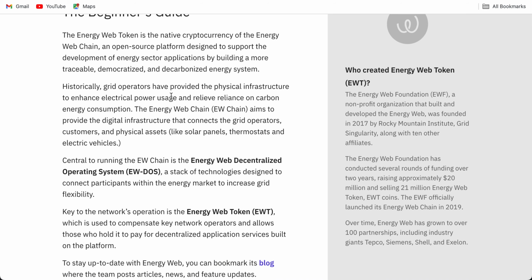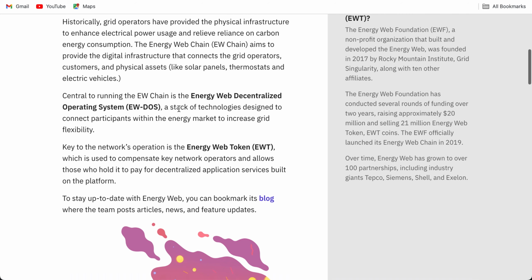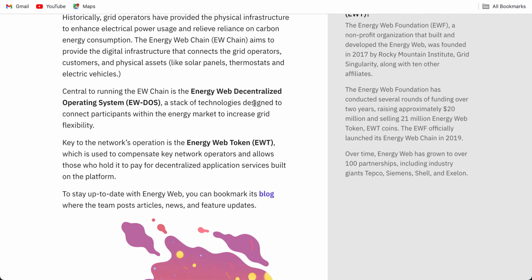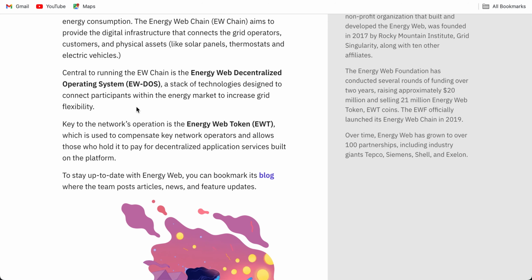Historically, grid operators have provided the physical infrastructure to enhance electrical power usage and relieve reliance on carbon energy consumption. The Energy Web Chain (EW Chain) aims to provide the digital infrastructure that connects the grid operators, customers, and physical assets like solar panels, thermostats, and electric vehicles. Basically, the renewable energy infrastructure central to running the EW chain is the Energy Web Decentralized Operating System (EWDOS), a stack of technologies designed to connect participants within the energy market to increase grid flexibility.